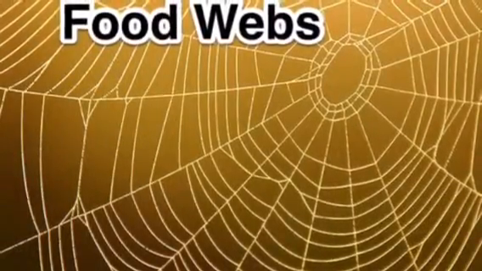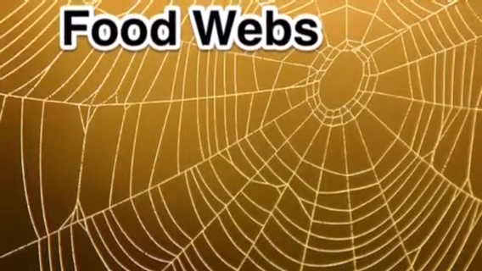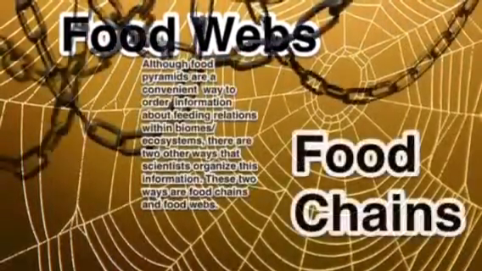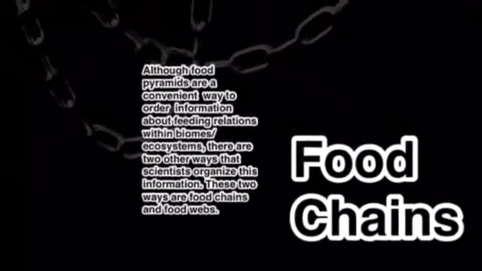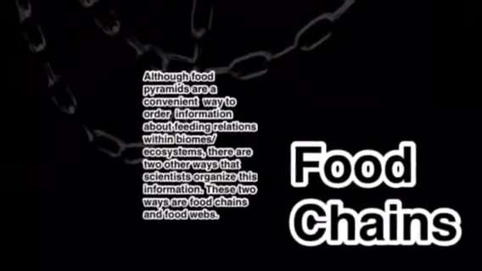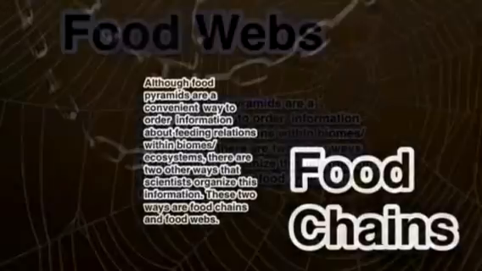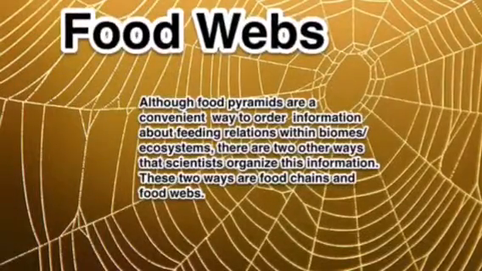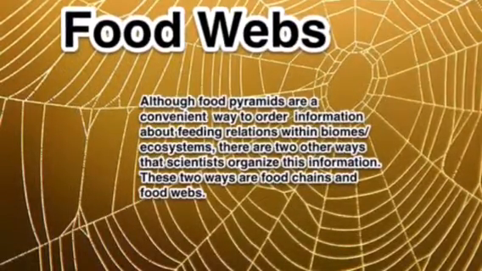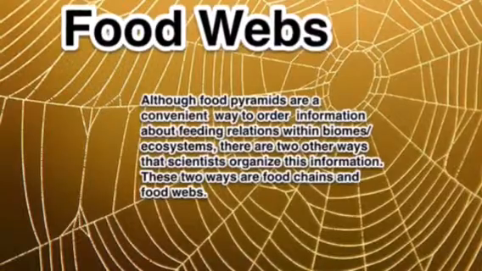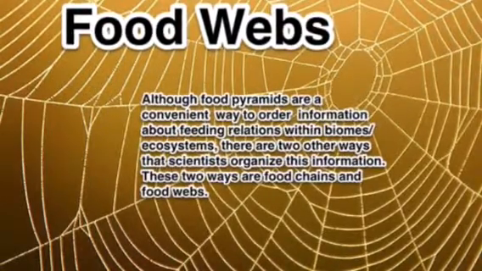Now, let's talk about food chains and food webs. Although food pyramids are a convenient way to order information about feeding relations within biomes and ecosystems, there are 2 other ways that scientists organize this information. These 2 ways are food chains and food webs.